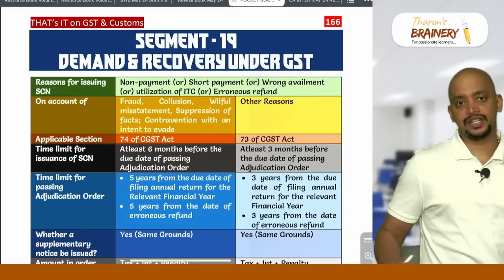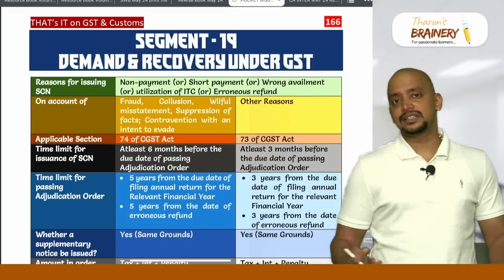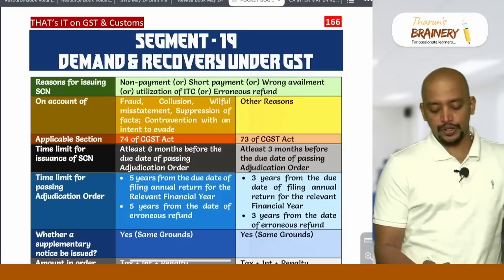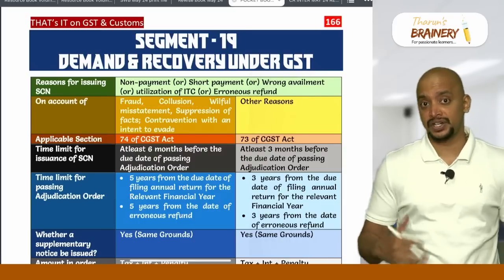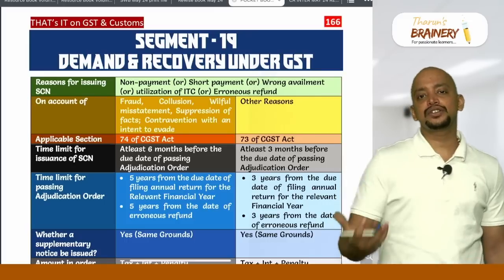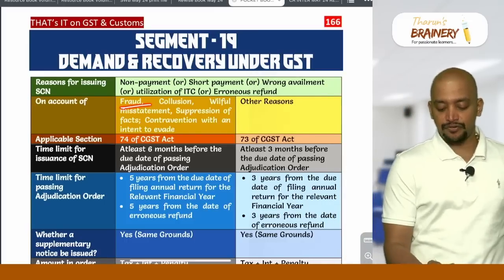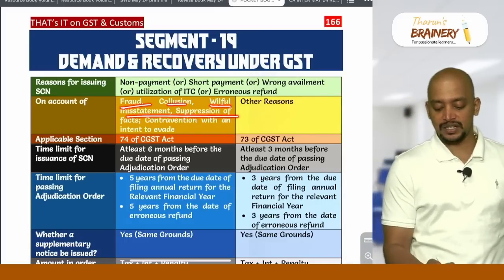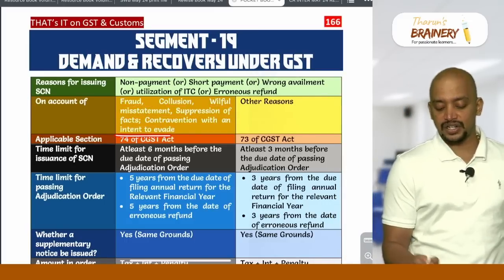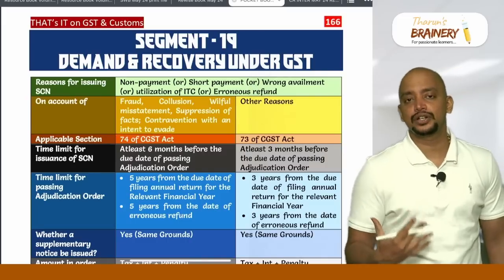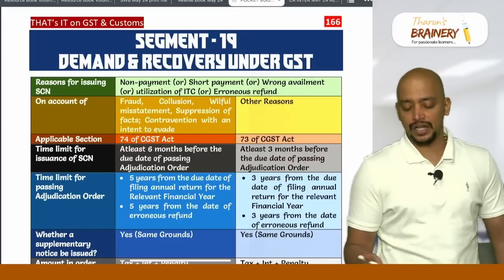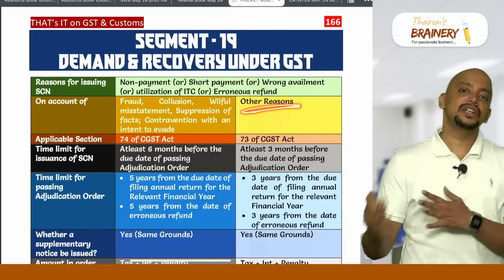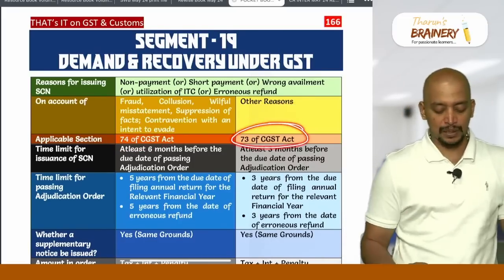A show cause notice will be given. And what is the reason for that? It can be on account of fraud, collusion, willful misstatement, suppression of facts, or contravention of provisions with an intent to evade payment of tax. So if there is an intention to evade, then 74 will be applicable. If there is no intention to evade, that is only error, then 73 will be applicable.